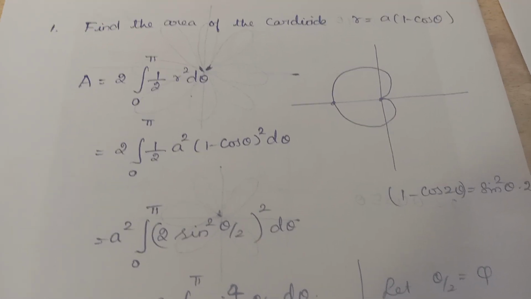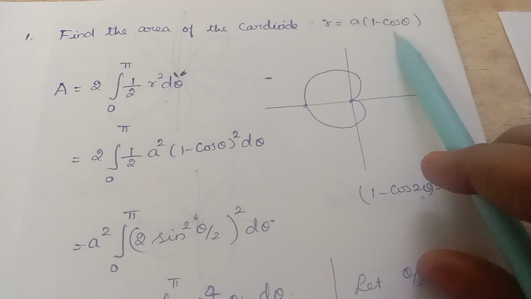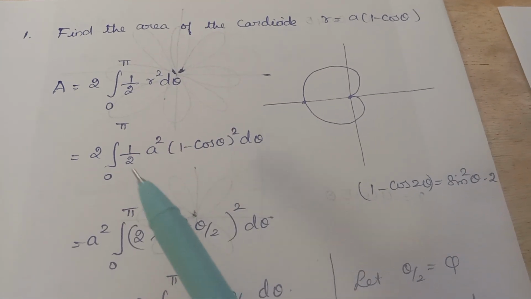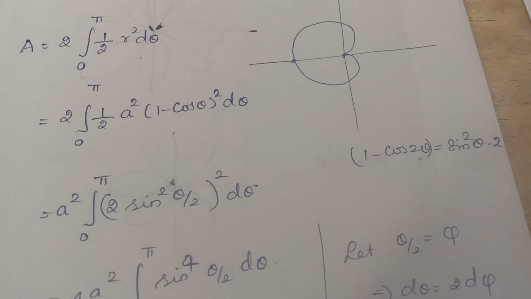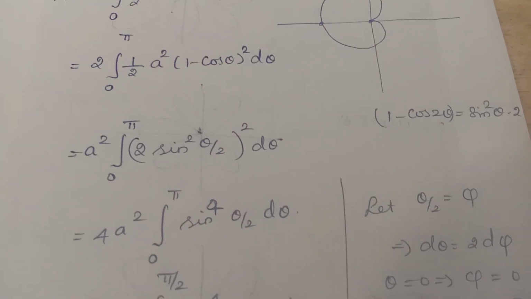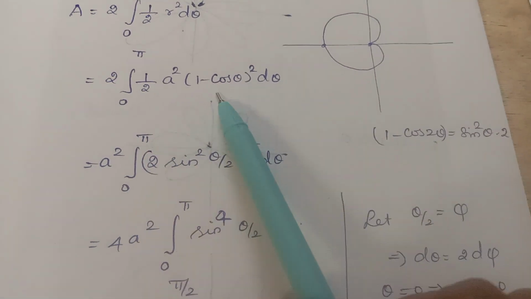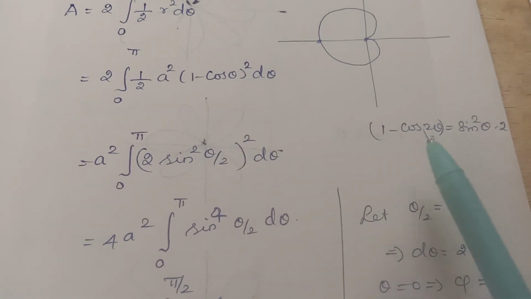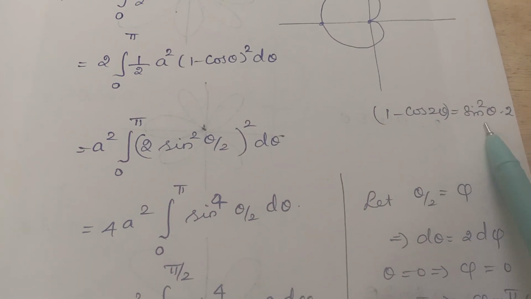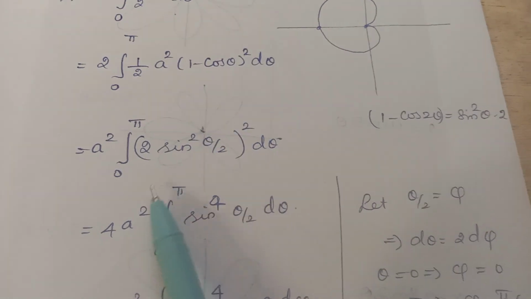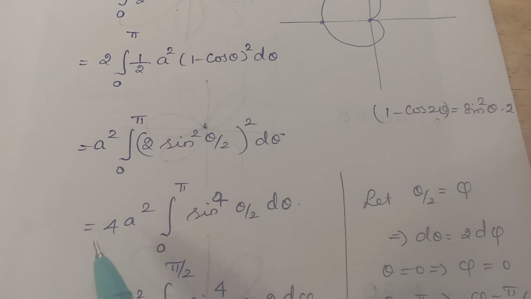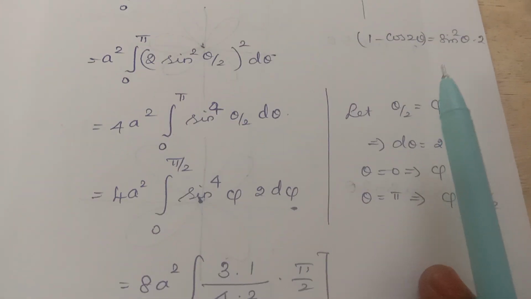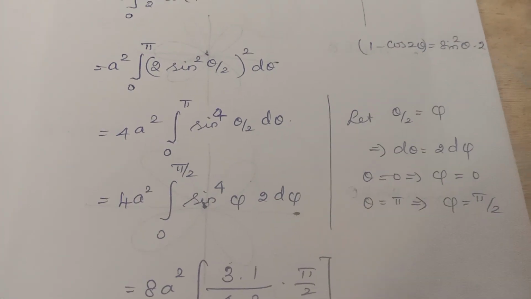Half r square d theta. So the r value is readily available here. Just square it and integrate, that will give you the answer. So half into a square, 1 minus cos theta the whole square d theta. So the 2 gets cancelled. So a square into 1 minus cos theta. The formula for 1 minus cos theta is 2 sin square theta by 2, so here it will be 2 sin square theta by 2 the whole square d theta. So 4a square integral 0 to pi sin power 4 theta by 2 d theta.